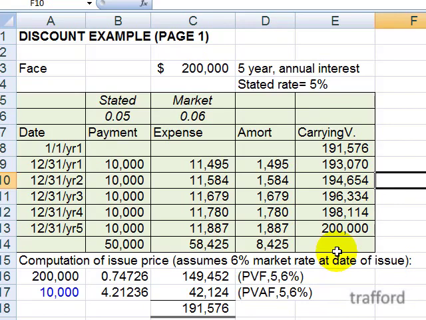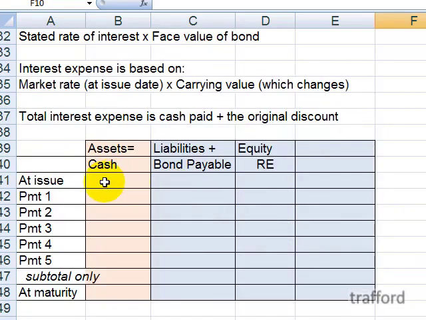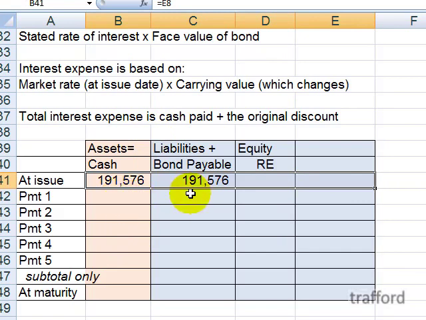Let's take a look at the underlying transaction analysis for the bond. At the issue date, corporation is only getting $191,576 of cash. Remember, they're not getting the full $200,000 because this bond was issued at a discount. Bond payable goes up by the same amount.